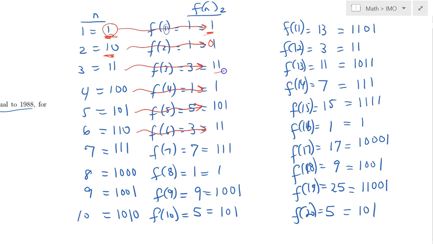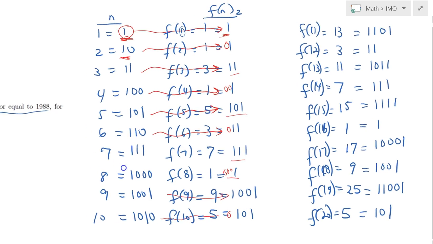And 11 becomes 11, that's clear. 100 becomes 001. 101 is the same as 101 because it's symmetrical. 110 is equal to 011. 111 is the same as 111. 1000 is 0001. 1001 is 1001, so clear. This one becomes 0101 and so on. So this is obvious, so let's write that down.